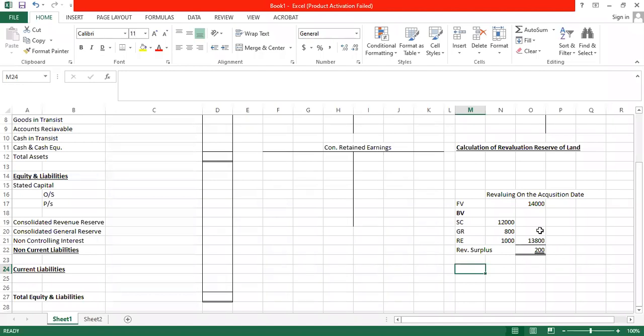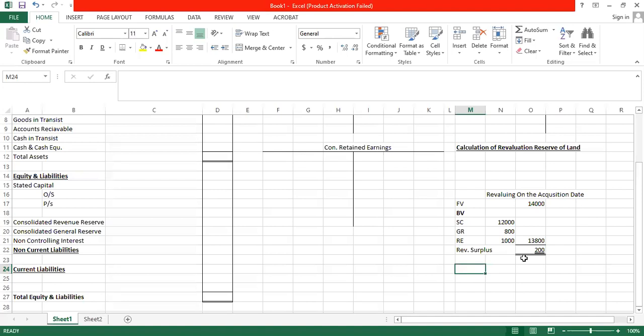So now we have to find out the revaluation reserve. Now what is the double entry for this one? This is on the acquisition date. You have to enter this double entry because it's not mentioned or adjusted in your given balance sheet, because they are separate balance sheets. They have not adjusted for these consolidation adjustments. So what is the double entry here?